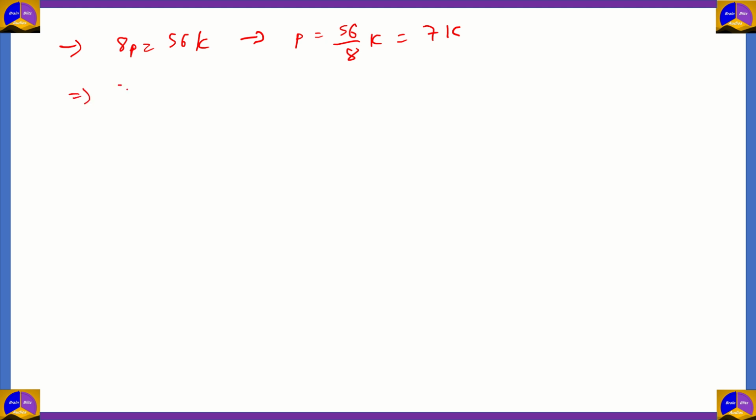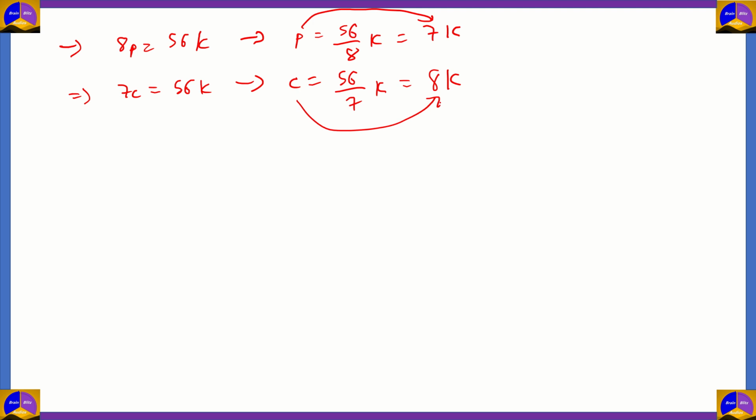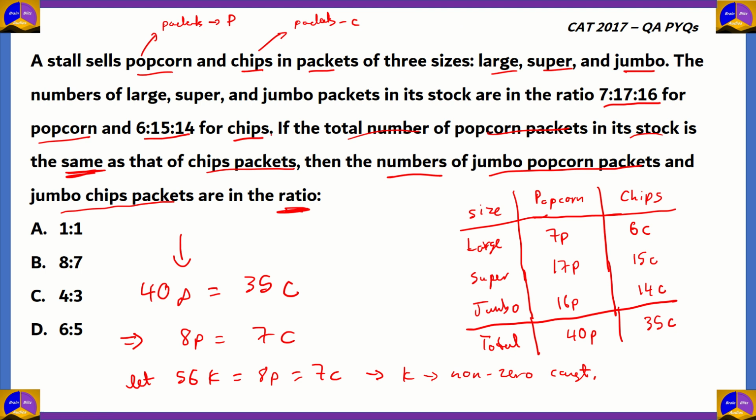And similarly, 7C equals 56K. So therefore, C equals 56 over 7 K, which is equal to 8K. So P equals 7K, C equals 8K. Now we need to find the required ratio. If we go back to the question, it says we need to find the ratio between the number of jumbo popcorn packets and the number of jumbo chips packets. So jumbo popcorn packets are 16P and jumbo chips packets are 14C.